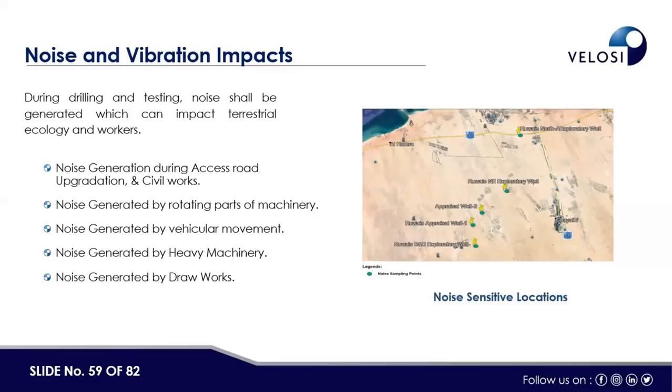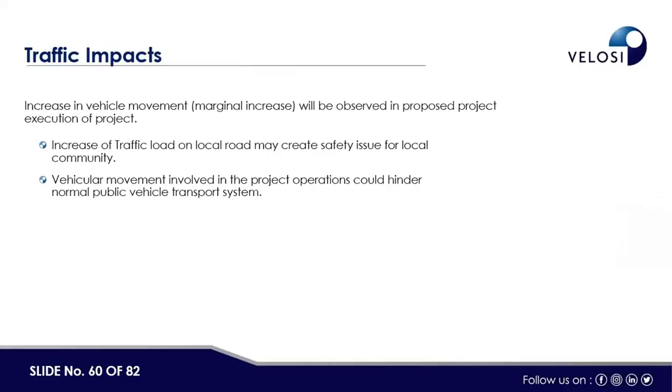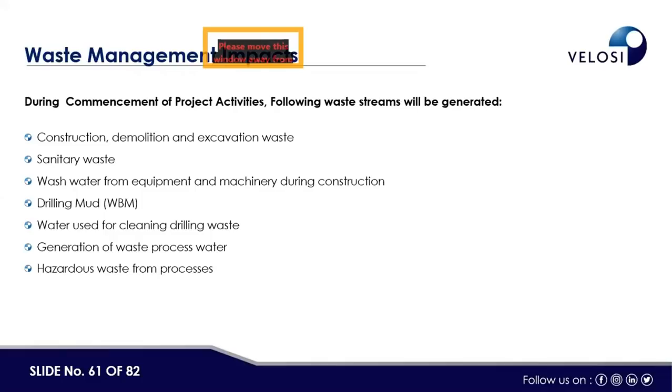In this particular project, the sources of noise and vibration were noise generation during site road work, noise generated by the rotating parts, noise generated by the vehicular movement, and noise generated by the heavy machinery and the drawworks. Traffic impacts can be an increase of the traffic load on the local roads. Vehicular movement involved in the project's operation could hinder the normal public vehicle transport system. So these are the impacts that were identified.